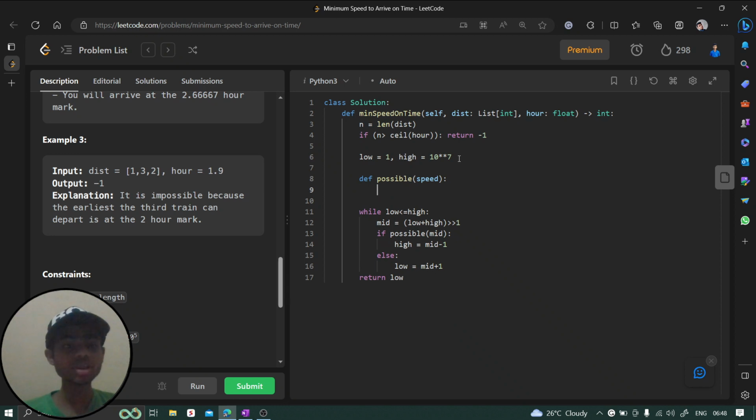Now we are going to traverse all the distance array, all the trains, and try to fit this particular speed over there, right? So we are going to check whether with this speed we are able to reach the office or not, right? So what I'm going to do, I'm going to say for i. First of all, let me show you a shortcut way. Return sum, and here we're going to say fine.